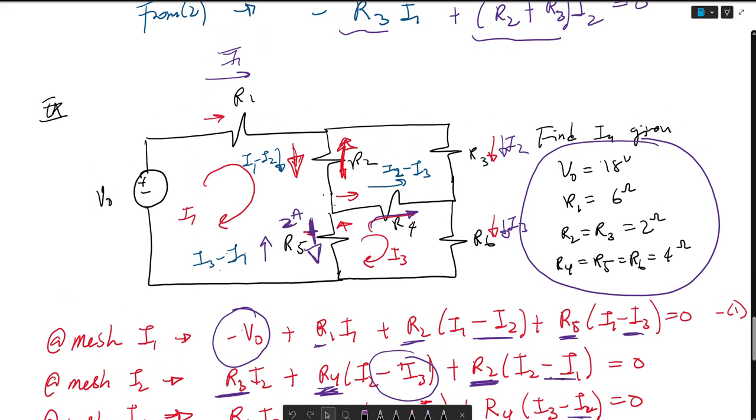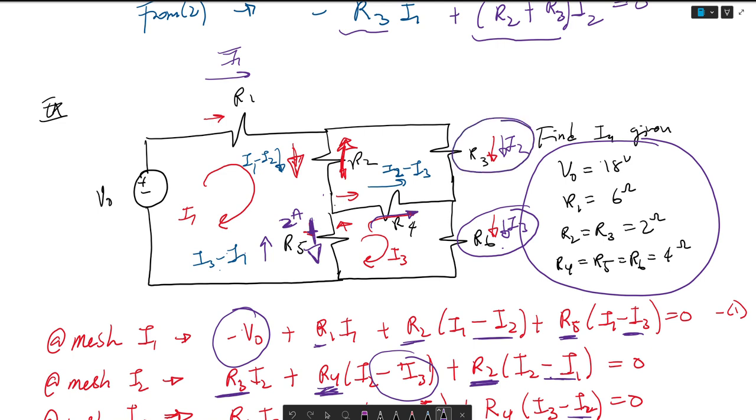If you wanted to find voltages, obviously V equals R times I. So the voltage here is I3 times R6. This is I2 times R3. This is R2 times I1 minus I2. This is R5 times I3 minus I1. And this is R4 times I2 minus I3.